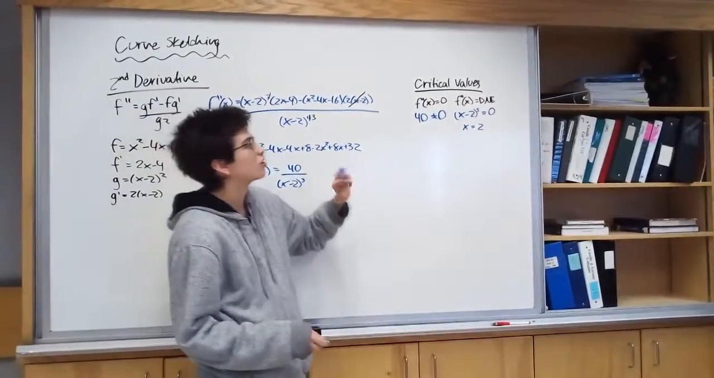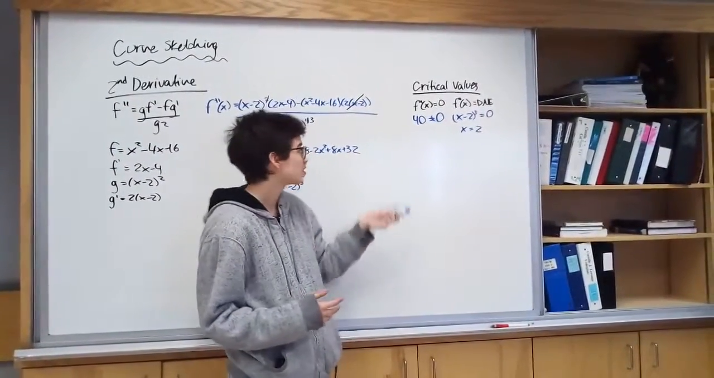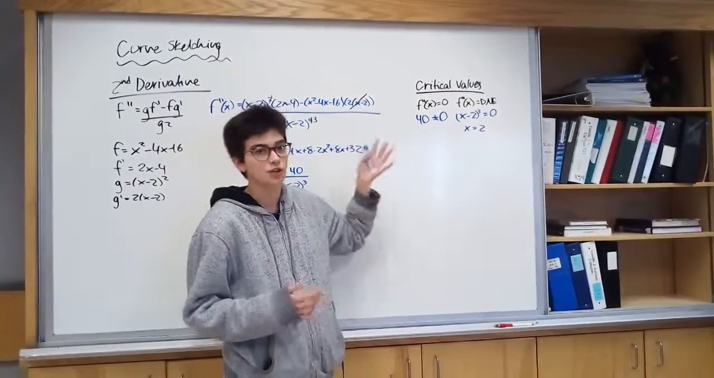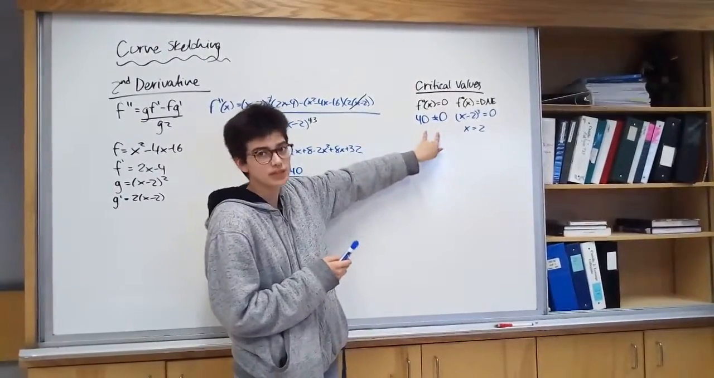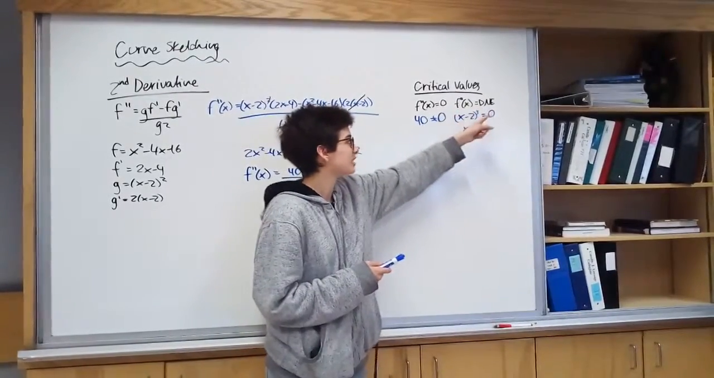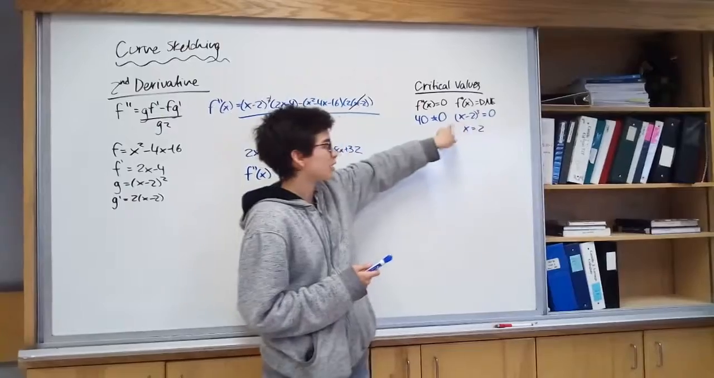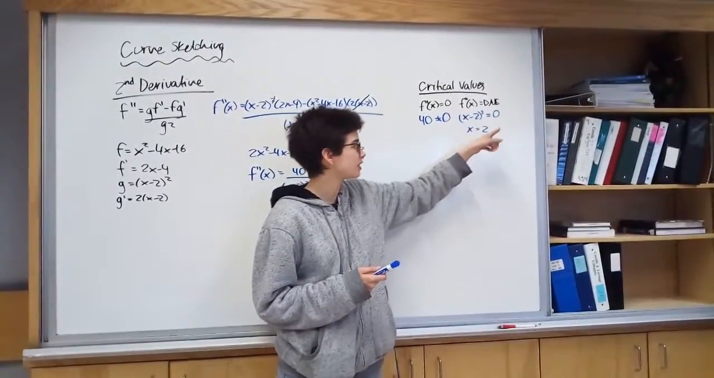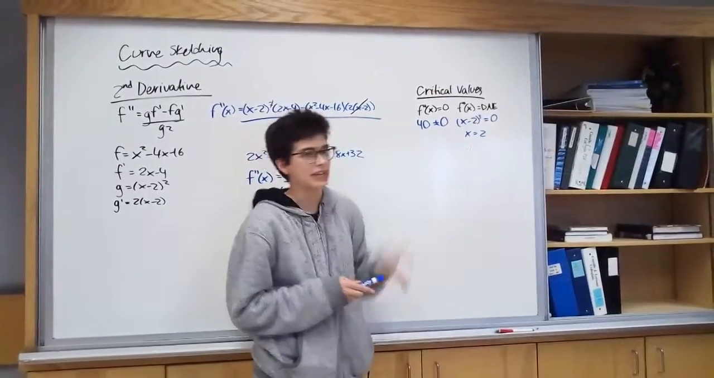Now we need to find our critical values. This one's a lot simpler than the last one. So when f double prime is 0, there is actually no critical value here because 40 will never be 0 no matter what you do to it. f double prime x doesn't exist when 0 is equal to our denominator. You can just find the cube root and makes x minus 2 equal to 0, and we find that our critical value is x equals 2.